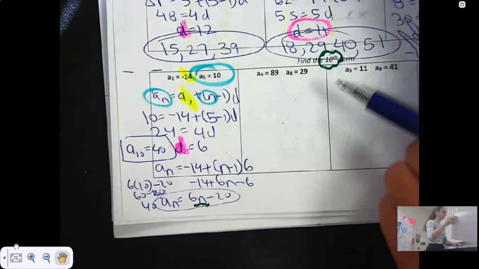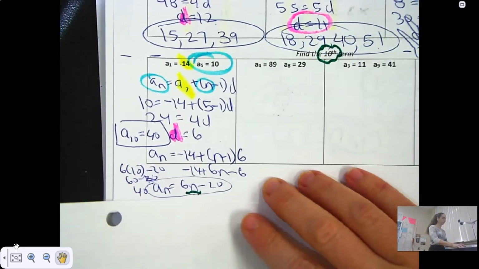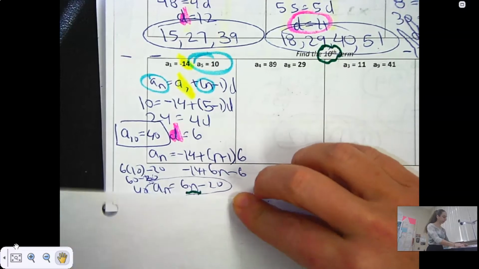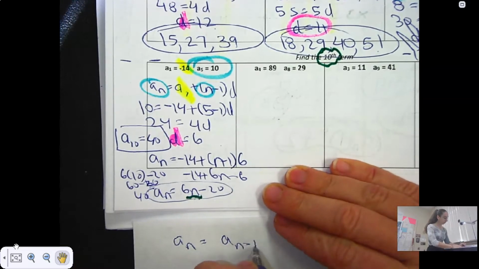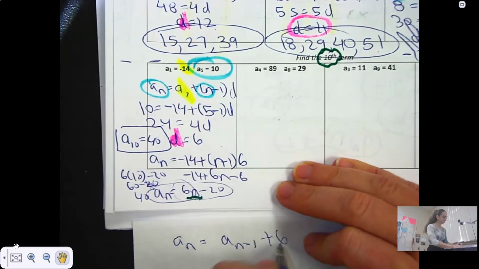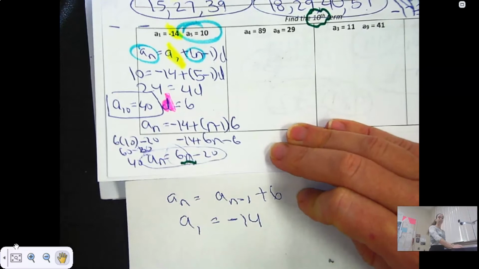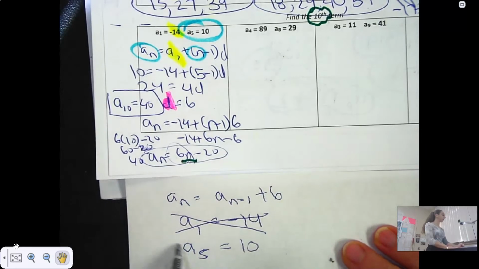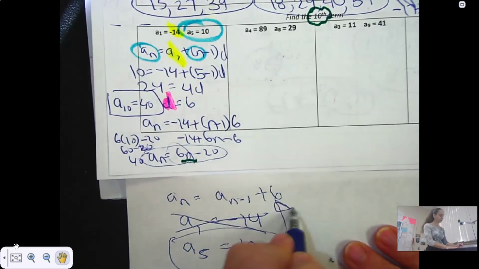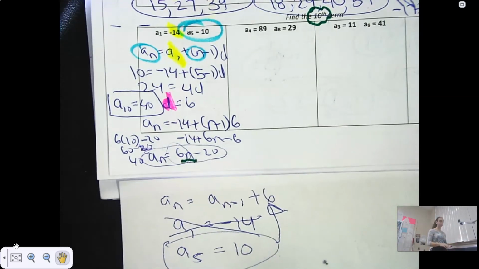Now let me remind you, when you're dealing with recursive, and we'll deal with recursive later. Recursive means I need the previous guy to get the next guy. So I could go a sub n equals the previous guy. What's the pattern? Plus 6, plus 6, plus 6. But I need the first one, which is negative 14. Technically, I could say, hey, the fifth term is 10. As long as I have one term in the sequence and I tell you what the pattern's going to be, I can find the numbers after and I can find the numbers before. That's my recursive.